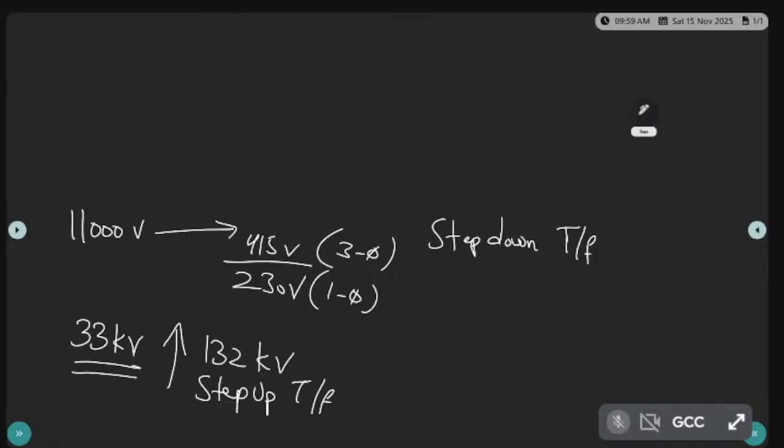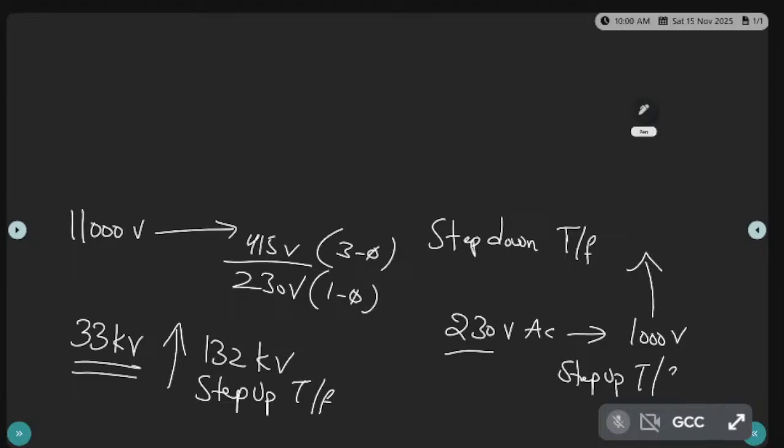Okay, so here this smart board also. In the smart board, what is the input voltage? 230 AC. So how much do we require? 1000 voltage. So 230 has to be increased to 1000. So stepping up, step up transformer. Okay, so this is the usage and function of the transformer.